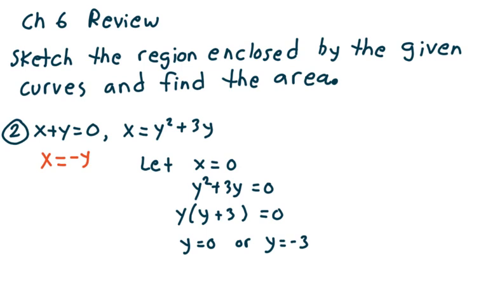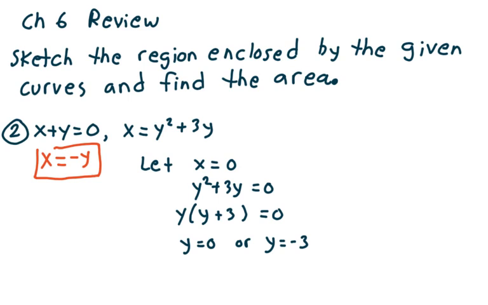So you notice in the second curve, x is expressed in terms of y. And so what we want to do is take x plus y equals 0 and solve for x. And when we solve for x, we get x equals negative y. And so I want to sketch a graph of both x equals negative y and x equals y squared plus 3y. Now, x equals y squared plus 3y is a parabola that opens right.